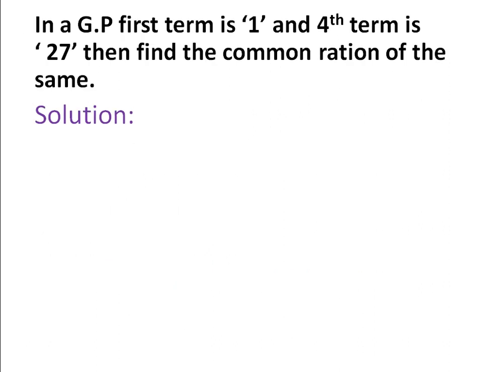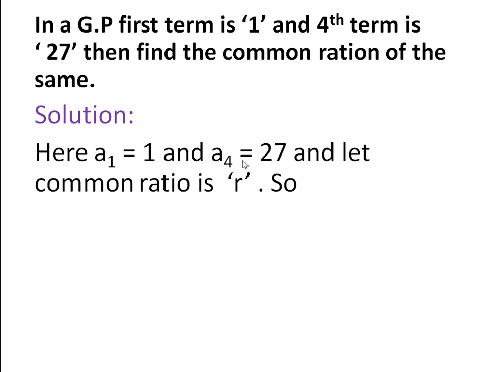In a GP, the first term is 1 and the fourth term is 27. Find the common ratio. Here you must know what the question is. It is to find the common ratio of the same. A1 is 1 and A4 is 27.